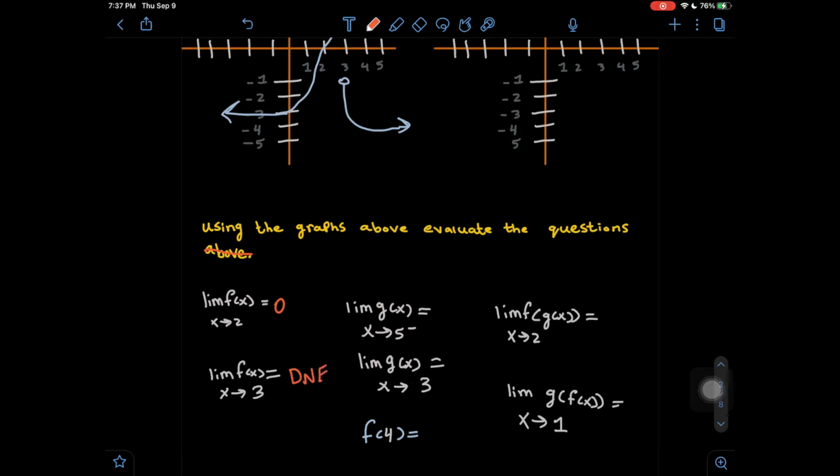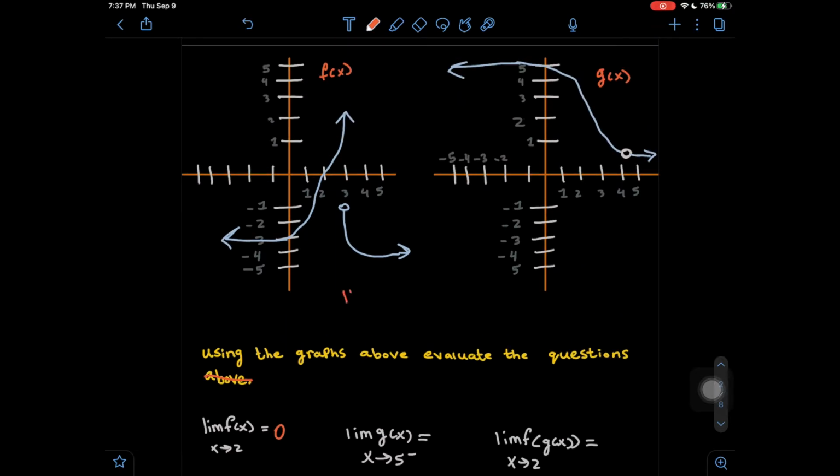If you want to write it out, you're going to say that the limit as x approaches 3 from the left of f of x, because that's the graph we're looking at, does not equal the limit of f of x as x is approaching 3 from the right. And that's how you would prove with a written limit statement that they are not equal.